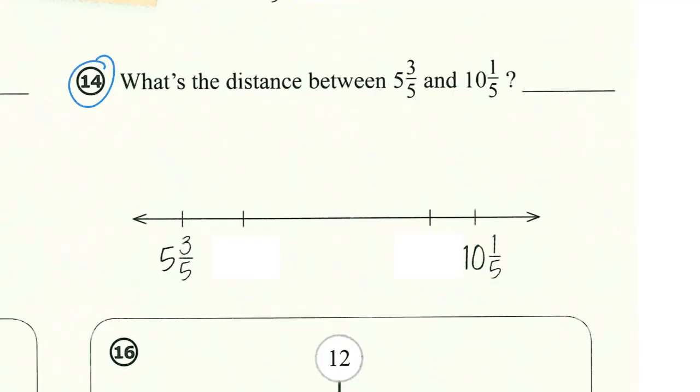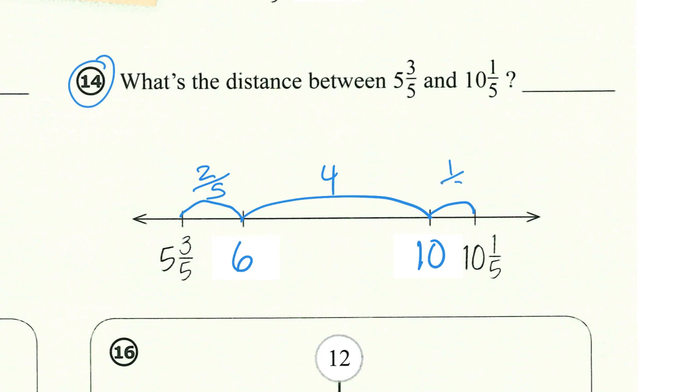Let's skip to number 14. The distance is here. Let's put in our integers that will make it easy. 6 will go here, 10 will go here. So the distance between 6 and 10 is going to be 4. From 6 to 5 and 3/5 is going to be 2/5. And from 10 to 10 and 1/5 is going to be 1/5. So if I add all these together, I'll have 4 and 3/5.